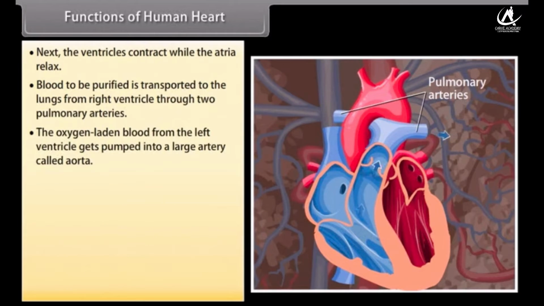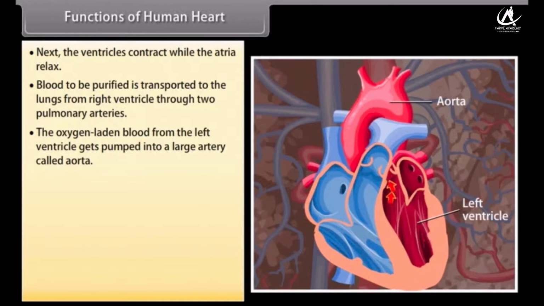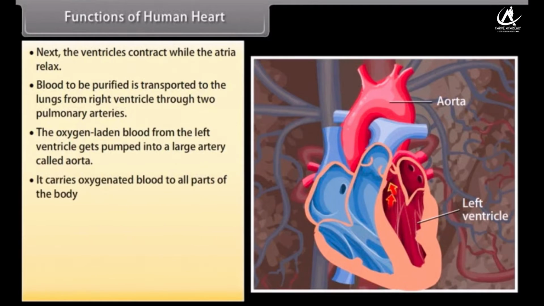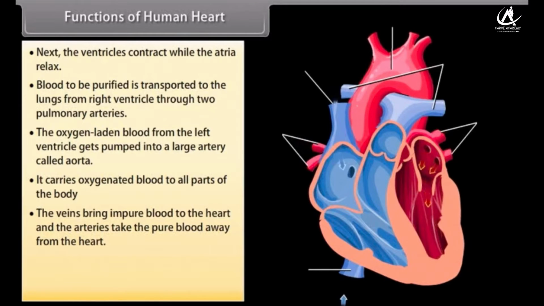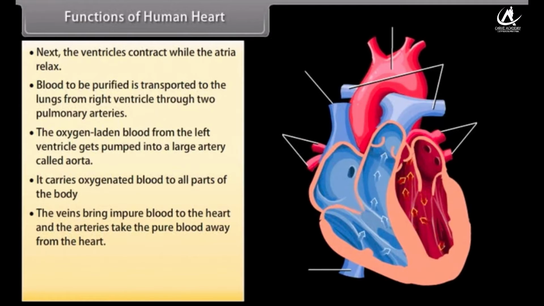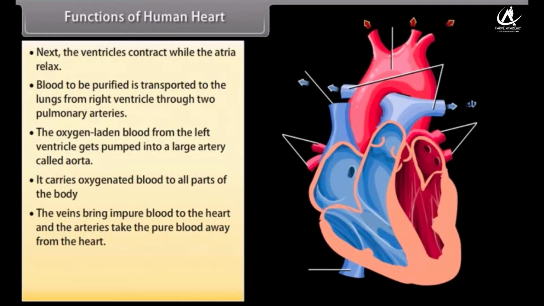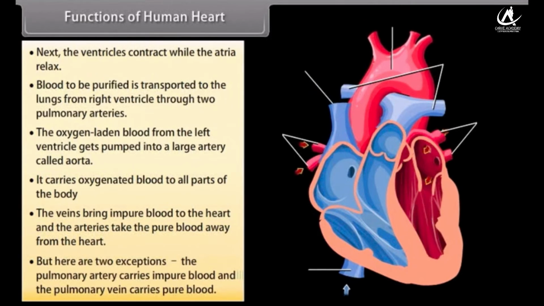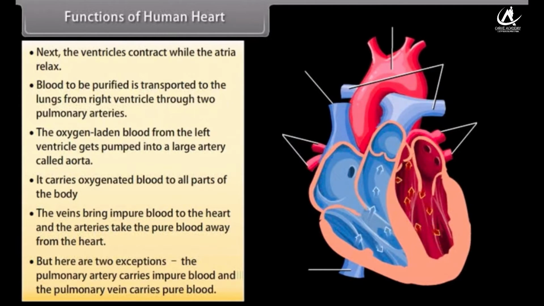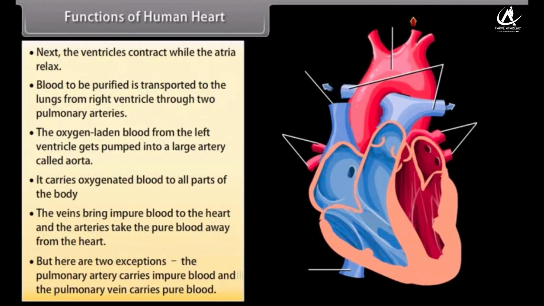The oxygen-laden blood from the left ventricle gets pumped into a large artery called aorta. It carries oxygenated blood to all parts of the body. The veins bring impure blood to the heart, and the arteries take the pure blood away from the heart. But there are two exceptions. The pulmonary artery carries impure blood, and the pulmonary vein carries pure blood.